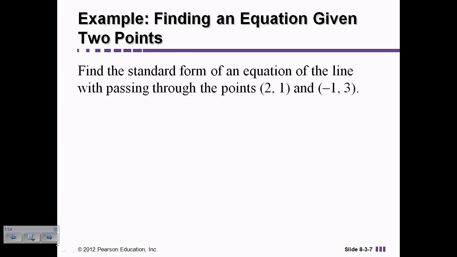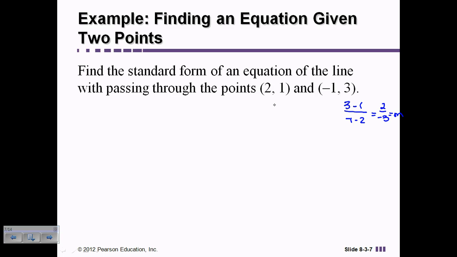So our second example, we want to find the equation given 2 points. Now the problem here is that in order to do our point-slope form, we have to know the slope. So we're going to take these 2 points and we're going to find the slope of those 2 points. So we're going to put it into our formula. We're going to do 3 minus 1 over -1 minus 2. So we end up with 2 over -3, and that's our slope.